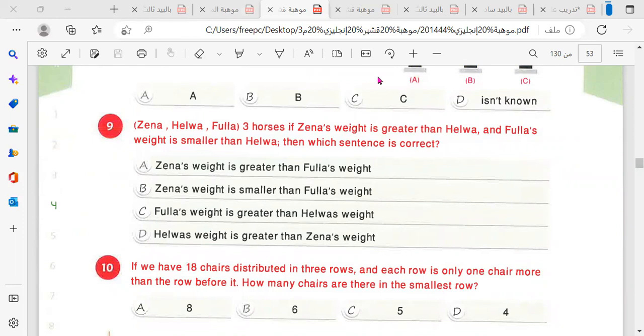Zina, Hilwa, Fulla: 3 horses. If Zina's weight is greater than Hilwa's and Fulla's weight is smaller than Hilwa's, then which sentence is correct? Right, we draw. This is Zina. Zina's weight is greater than Hilwa's. This is Hilwa. And Fulla's weight is smaller than Hilwa's. This is Fulla.